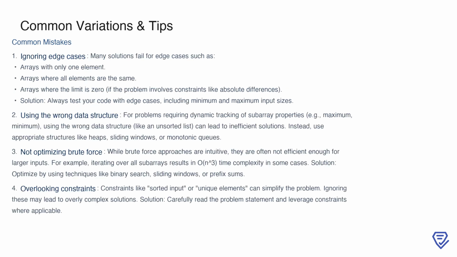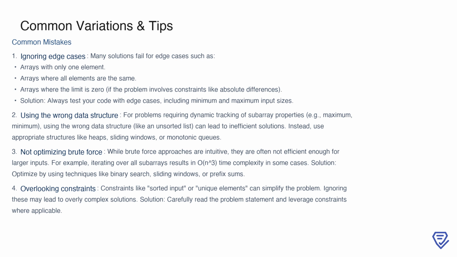When solving this problem, there are a few common mistakes to watch out for. First, many solutions fail to handle edge cases properly. For example, consider an array with just one element, or one where all the elements are identical. Another common scenario is when the limit is 0, which imposes stricter constraints on the absolute differences. To avoid these pitfalls, always test your code with edge cases, including both the smallest and largest input sizes allowed by the problem.